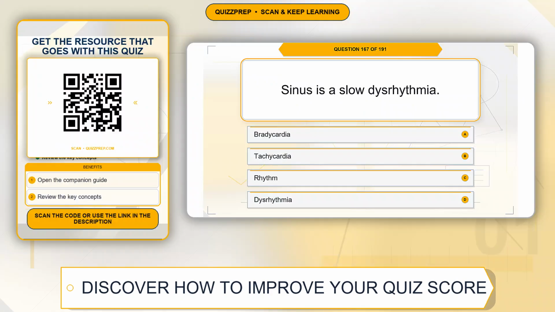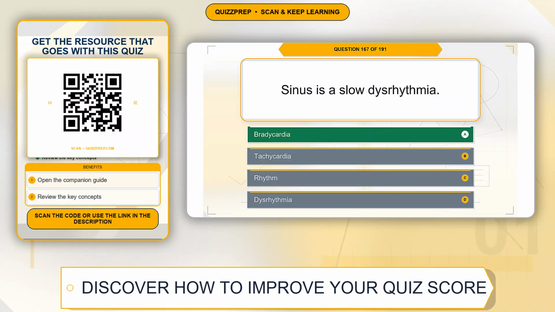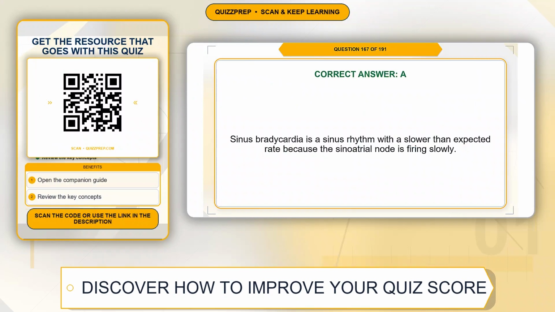Question 167. Sinus is a slow dysrhythmia. Option A, bradycardia. Option B, tachycardia. Option C, rhythm. Option D, dysrhythmia. The correct answer is option A, bradycardia. Explanation. Sinus bradycardia is a sinus rhythm with a slower than expected rate because the sinoatrial node is firing slowly.